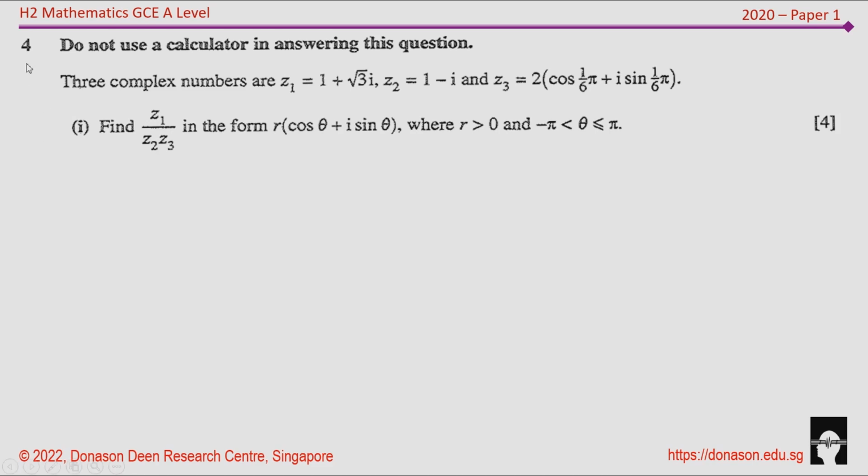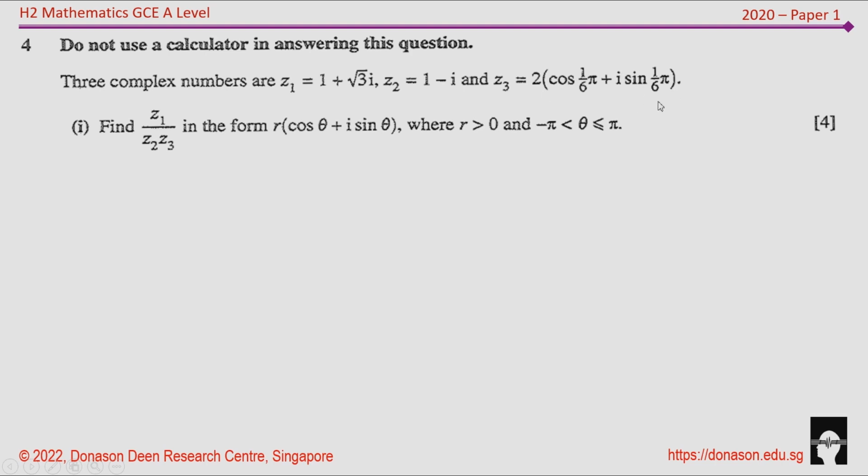Let's look at question number 4. It says do not use calculator in answering this question, so we have got to do it manually. Three complex numbers: z1, which is given as 1 plus root 3i, and z2, which is given as 1 minus i, and z3, which is given in trigonometric form as 2 cosine of pi over 6 plus i sine pi over 6.